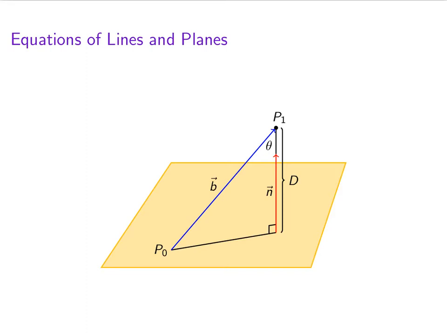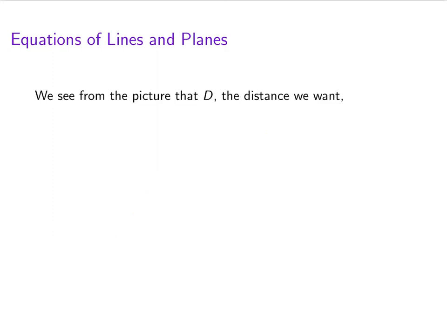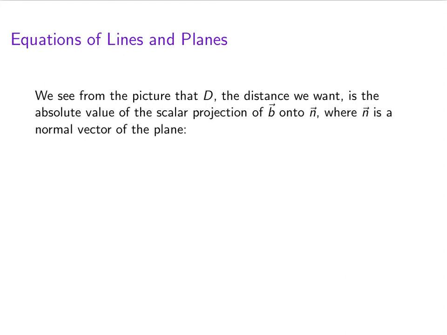Keep in mind that P0 was chosen arbitrarily in the plane. So the vector from P0 to P1, that is the vector B, may or may not be a normal vector. In fact, it probably isn't a normal vector if we just start choosing points P0 randomly in the plane. So we can see from the picture that D, the distance we're interested in, is the absolute value of the scalar projection of B onto N. N is a normal vector of the plane.